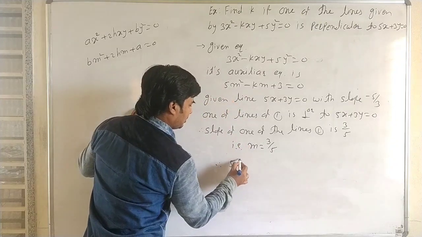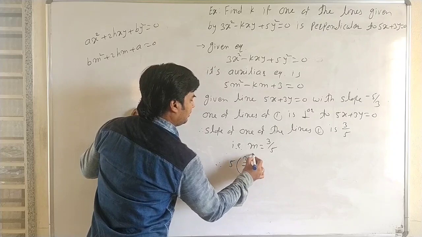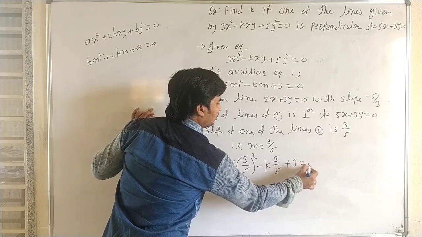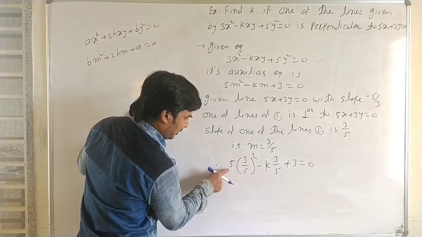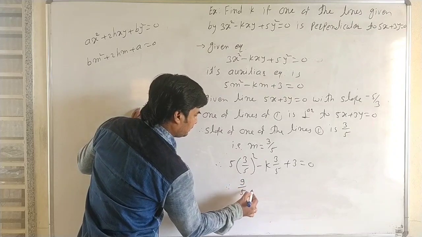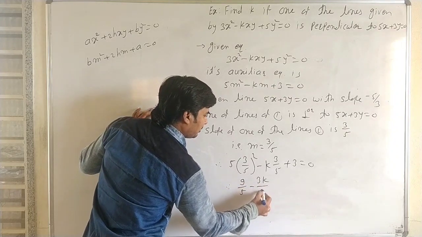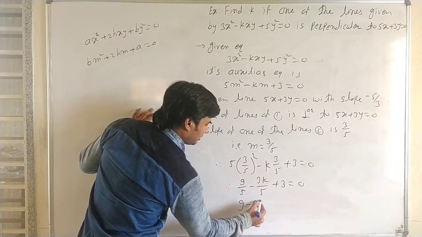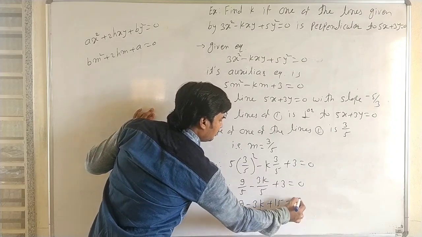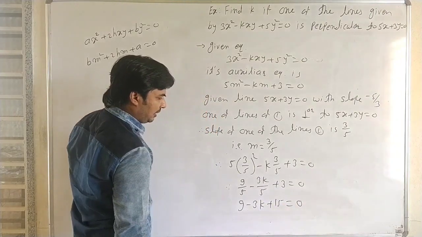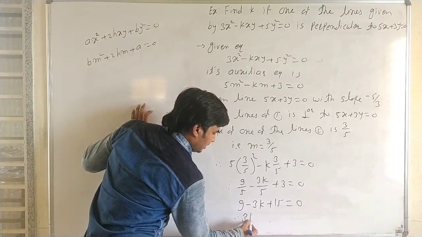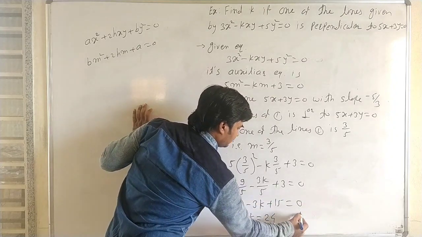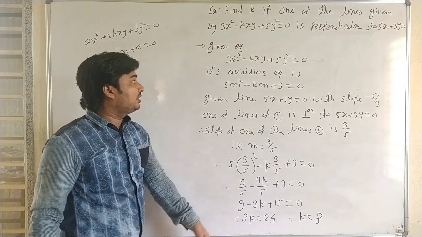Therefore this slope satisfies the auxiliary equation: 5 into 3 by 5 square minus k into 3 by 5 plus 3 is equal to 0. Now it is 9 by 25, but it is 5, we can write 9 by 5 minus 3k by 5 plus 3 is equal to 0. Throughout multiplying by 5, 9 minus 3k plus 15 is equal to 0. Now 9 plus 15 is 24, therefore 3k is equal to 24, and then k is equal to 8. It is the value.